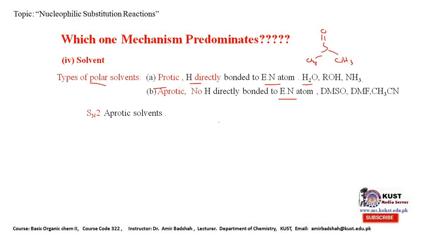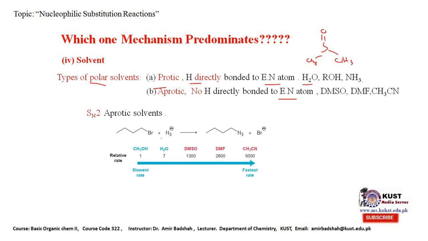In the case of the SN2 mechanism, aprotic solvents are needed. It has been shown here that bromine can leave and it is substituted by this azide group with a negative charge. So a nucleophilic substitution reaction takes place.